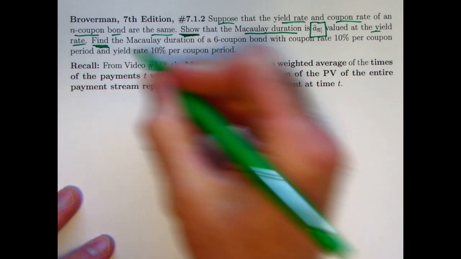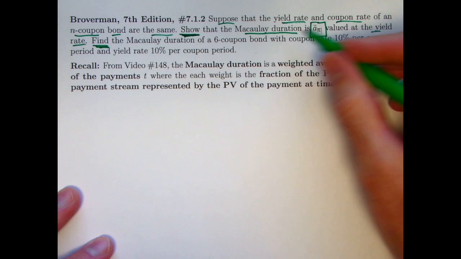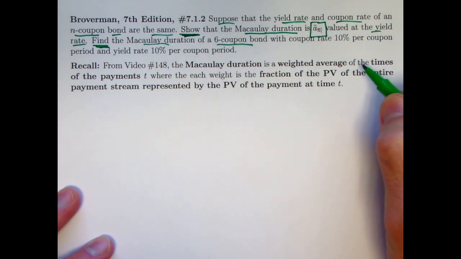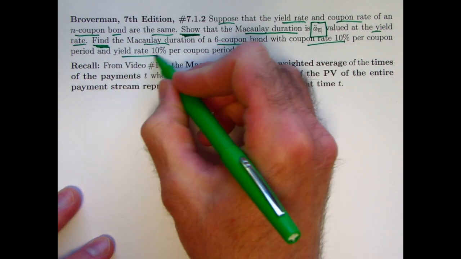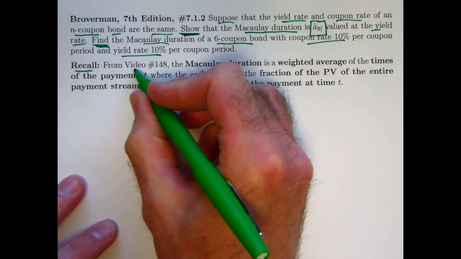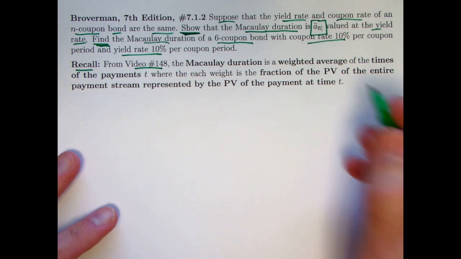Second thing to do, evidently using the first part, using the fact that this is the same as that, the Macaulay duration is the same as that, find the Macaulay duration of a 6 coupon bond, so N would be 6, at coupon rate of 10% per coupon period, and the same yield rate 10% per coupon period. Okay, so this is a special situation. All right, we want to recall from the preceding video, video 148, what the Macaulay duration is. I introduced it differently than the textbook does, but I would like to show you that it is the same as the textbook definition in this video.